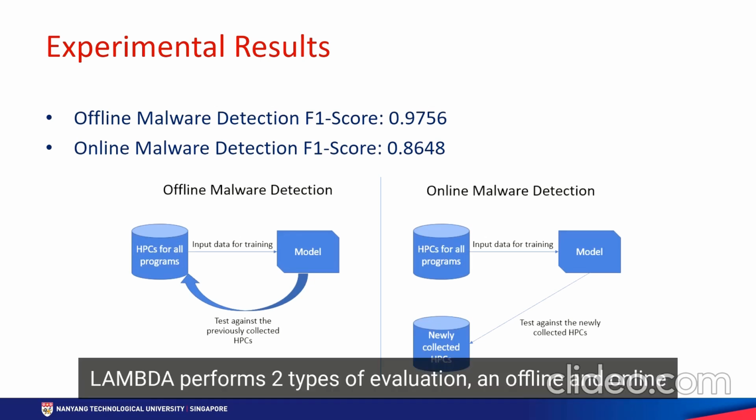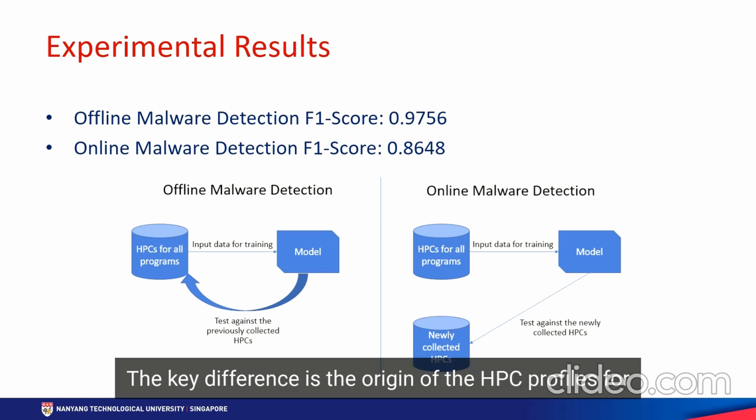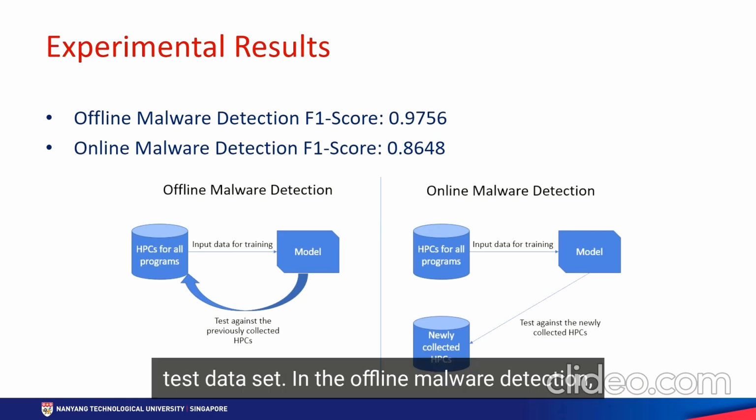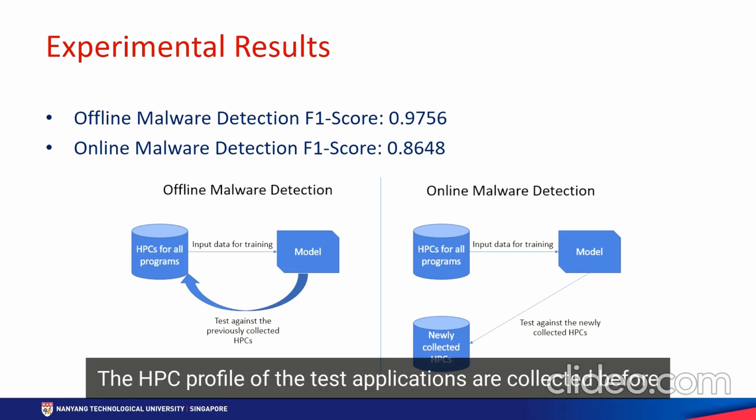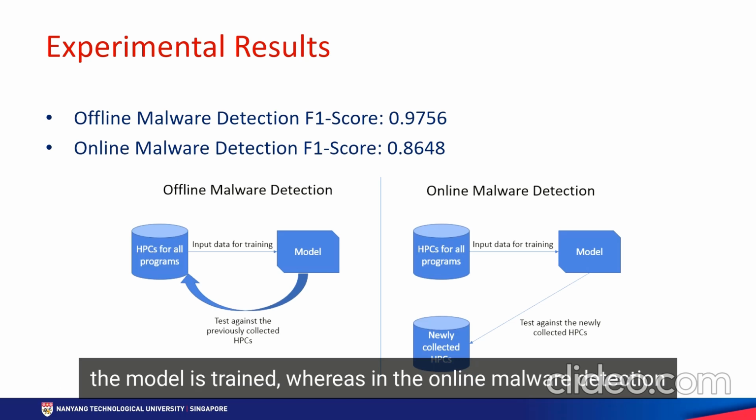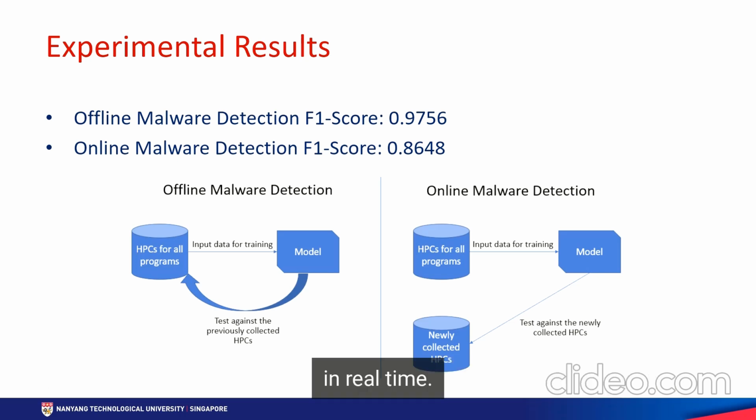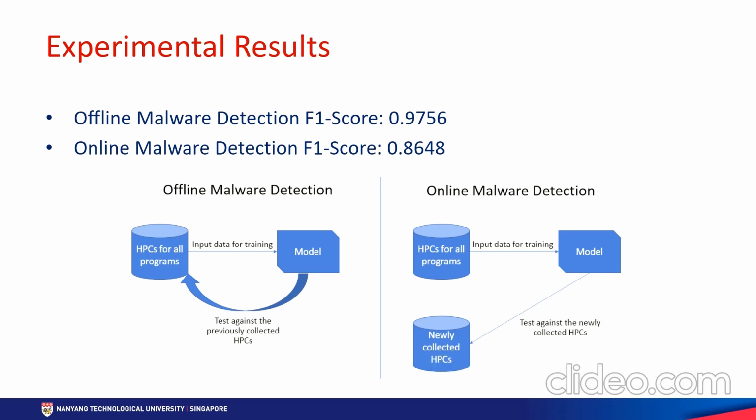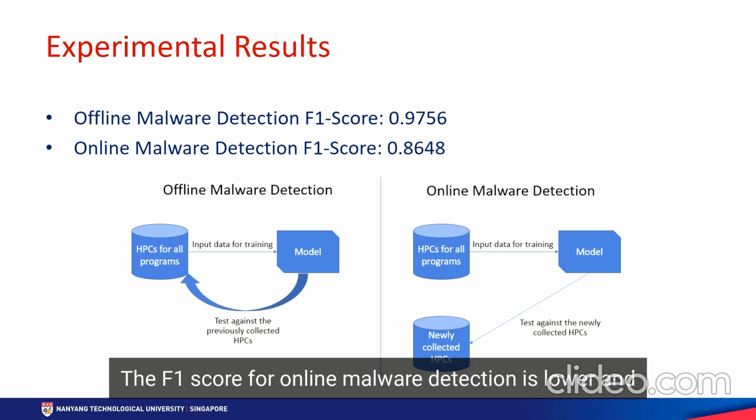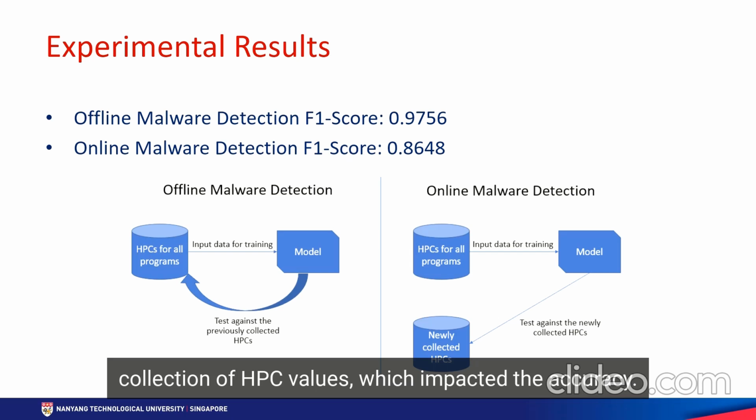LAMBDA performs two types of evaluation, an offline and online malware detection. The key difference is the origin of the HPC profiles for the test dataset. In the offline malware detection, the HPC profiles of the test applications are collected before the model is trained, whereas in the online malware detection, the test applications are run and HPC profiles are collected in real time. The F1 scores for the offline and online malware detection are as shown. The F1 score for the online malware detection is lower, and this is attributed to random process spikes during the real-time collection of HPC values, which impacted the accuracy.